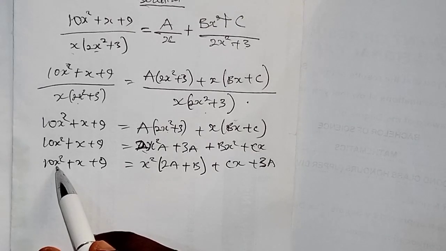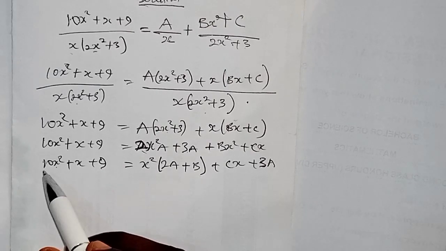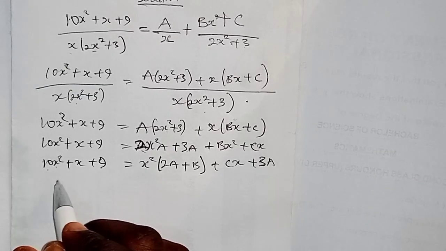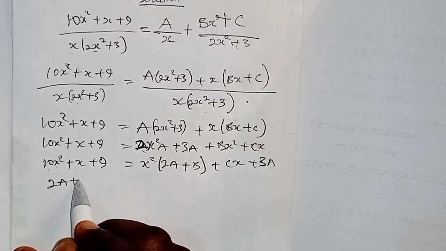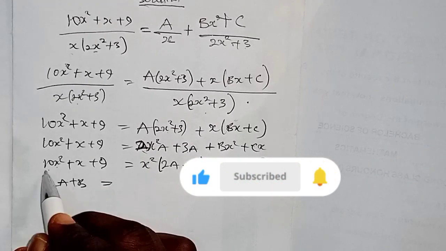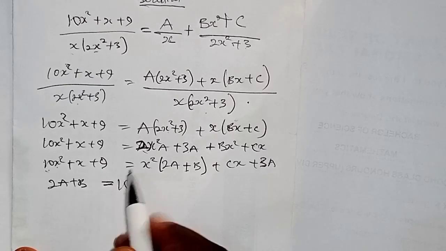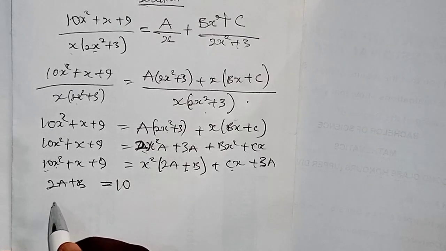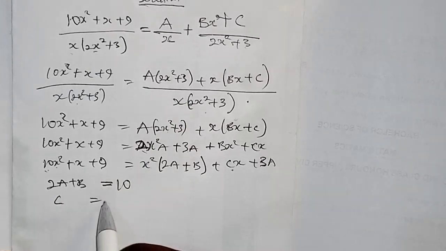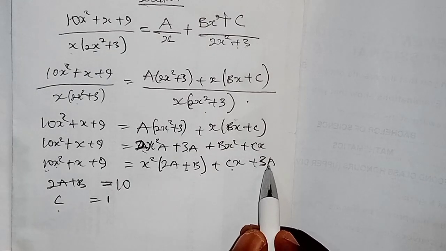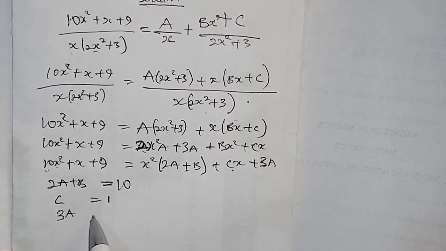Now the next thing I want to do is equate coefficients. You can see x squared is here, the coefficient of x here and the coefficient of x squared right here. Equating them, I'll have that 2a plus b, which is the coefficient of x squared on the right hand side, is equal to 10, which is the coefficient of x squared on the left hand side. The coefficient of x here is c, and the coefficient of x here is 1. So I've gotten that c is equal to 1. For the constant, 3a is equal to 9, which is the constant on the left hand side.